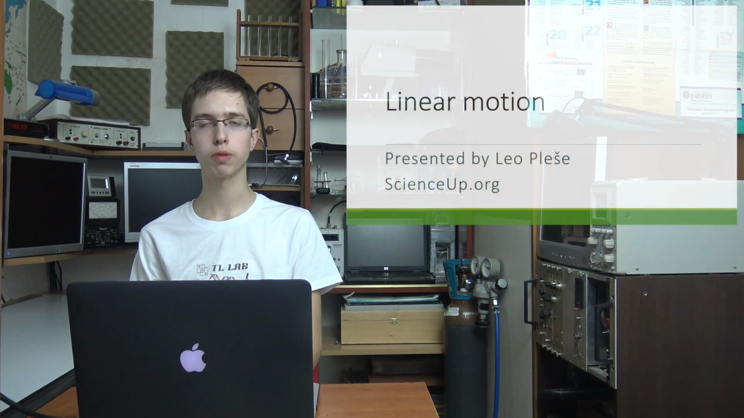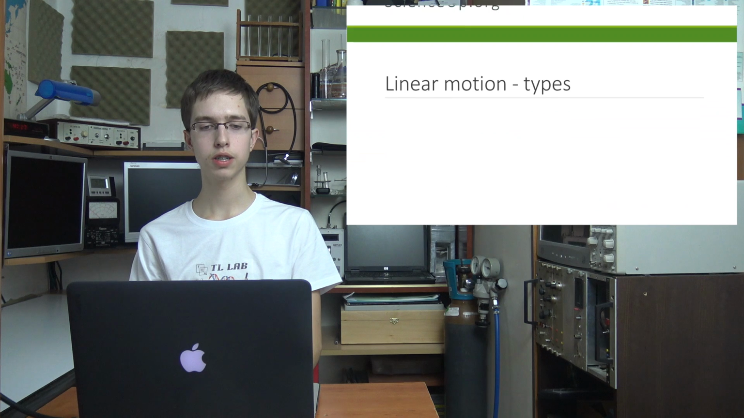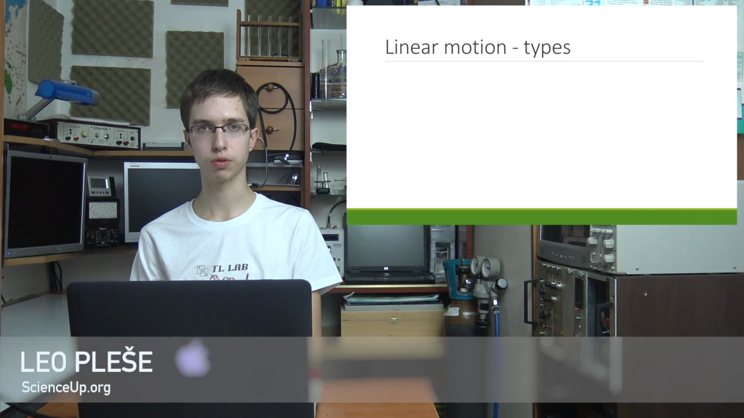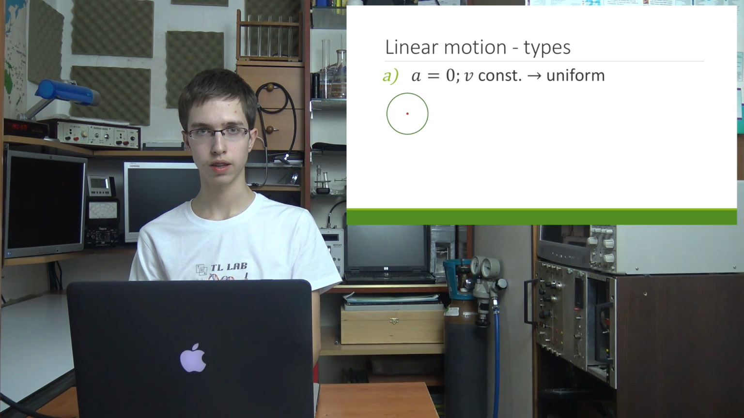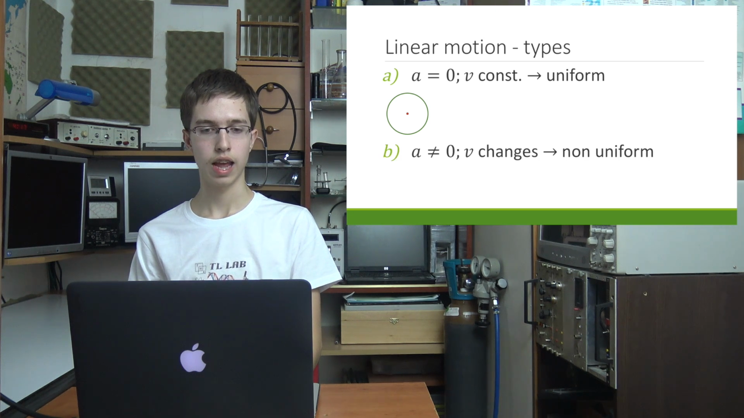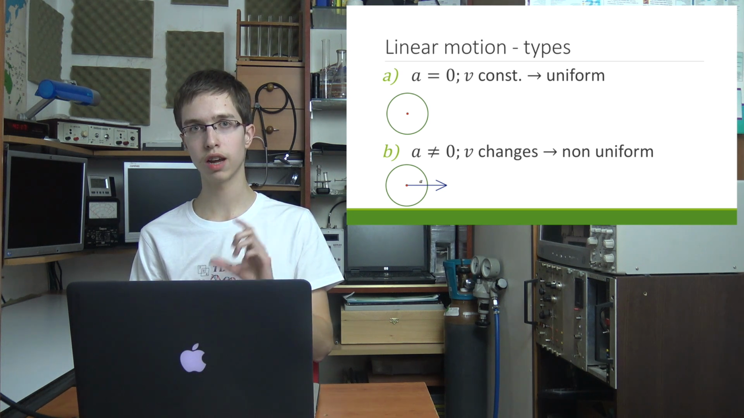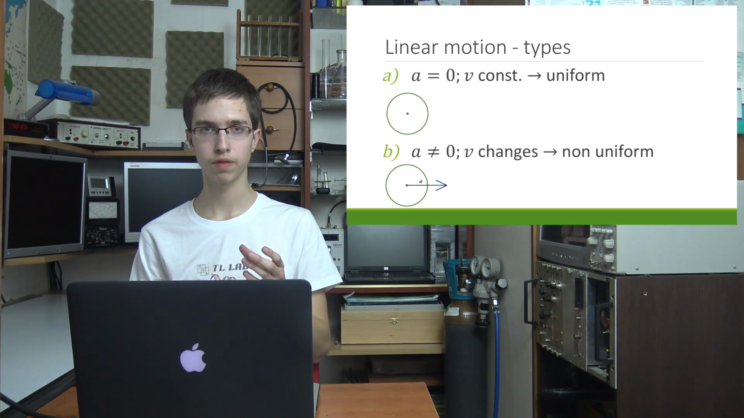Today we are going to talk about linear motion. First, there are two types of linear motion, uniform and non-uniform. In uniform linear motion, the body has constant speed and it doesn't have acceleration. But in non-uniform linear motion, the body has acceleration, so it speeds up or slows down during movement, so its velocity changes.